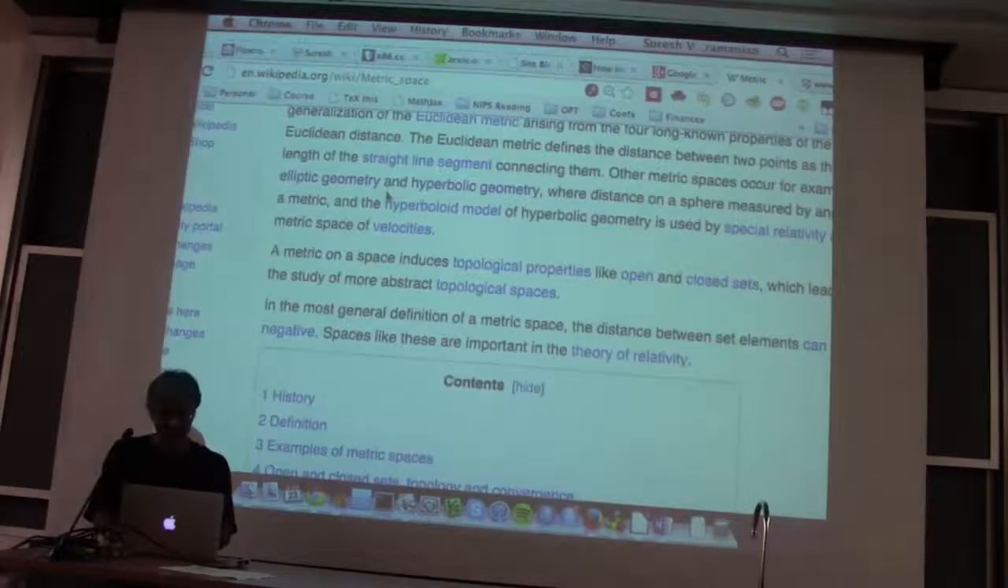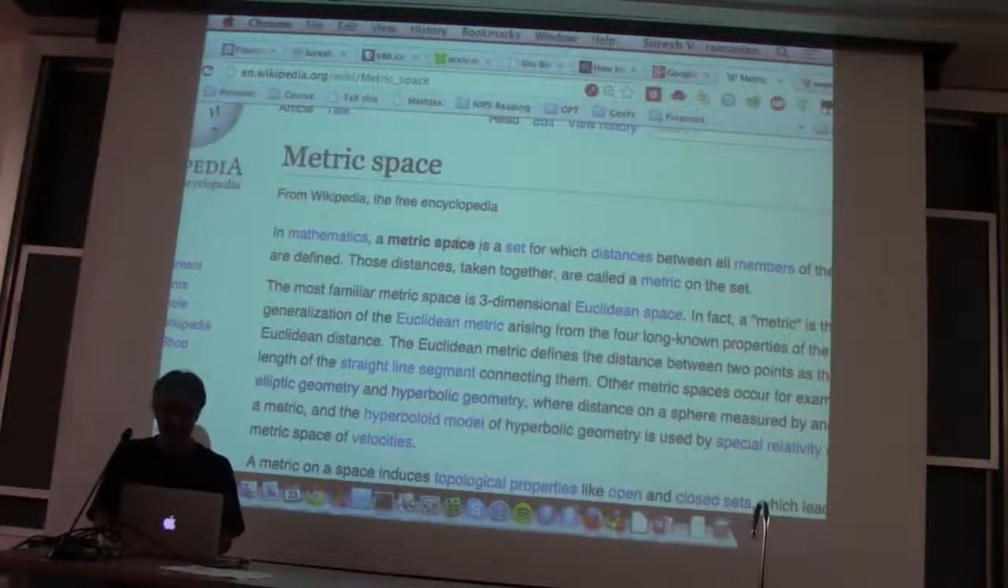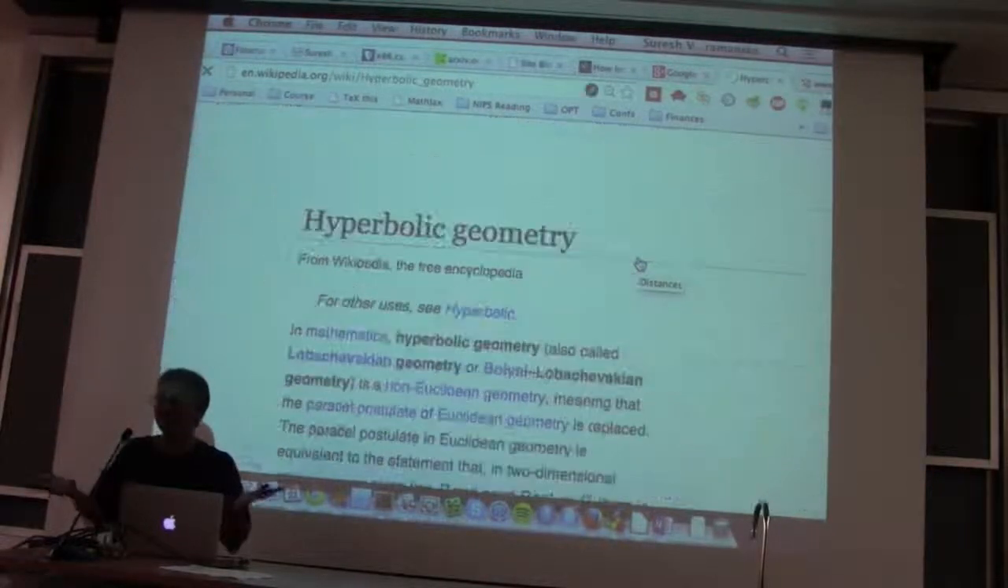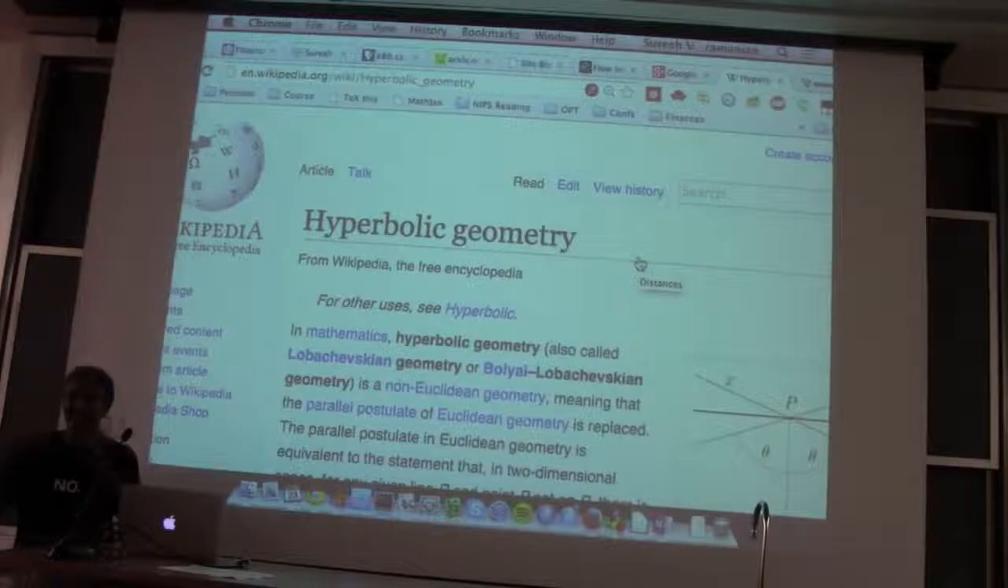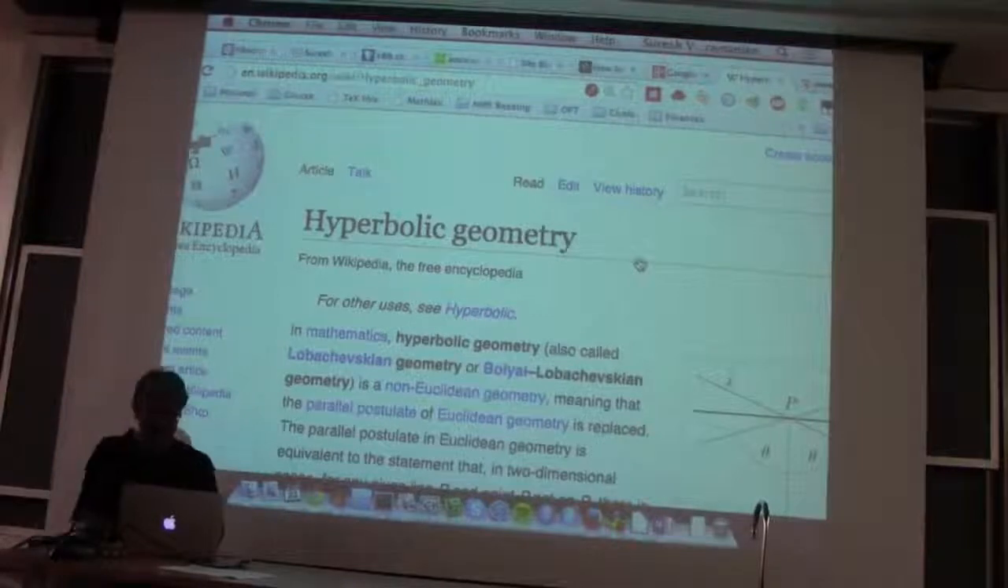Now, if you go back to Wikipedia, a metric space is a set for which distances are defined. Okay, that kind of makes sense. There's something that has distances in it. They gave it a fancy name, who knows why. But it's a space with distances, and now I want to find what's nearest. That kind of makes sense now. Does it make sense? More or less? Yeah, okay.